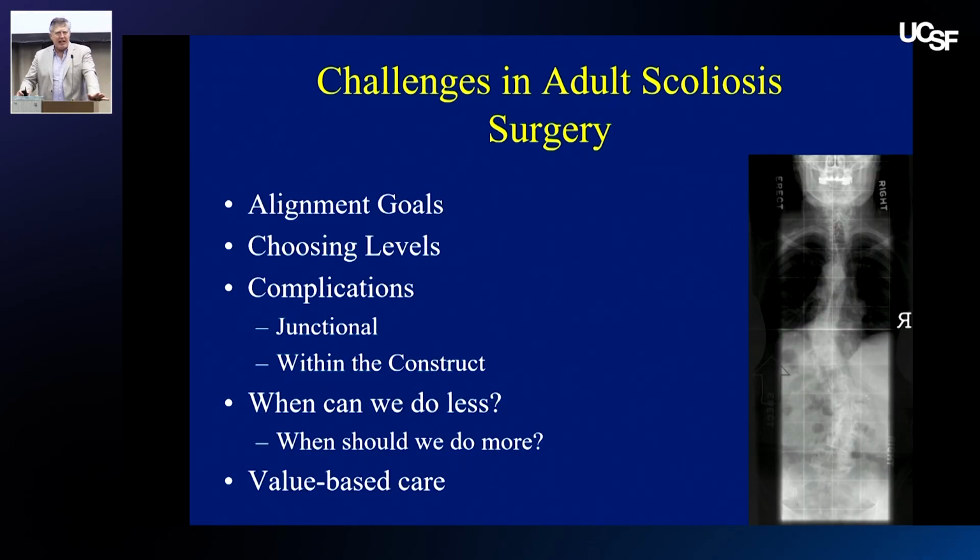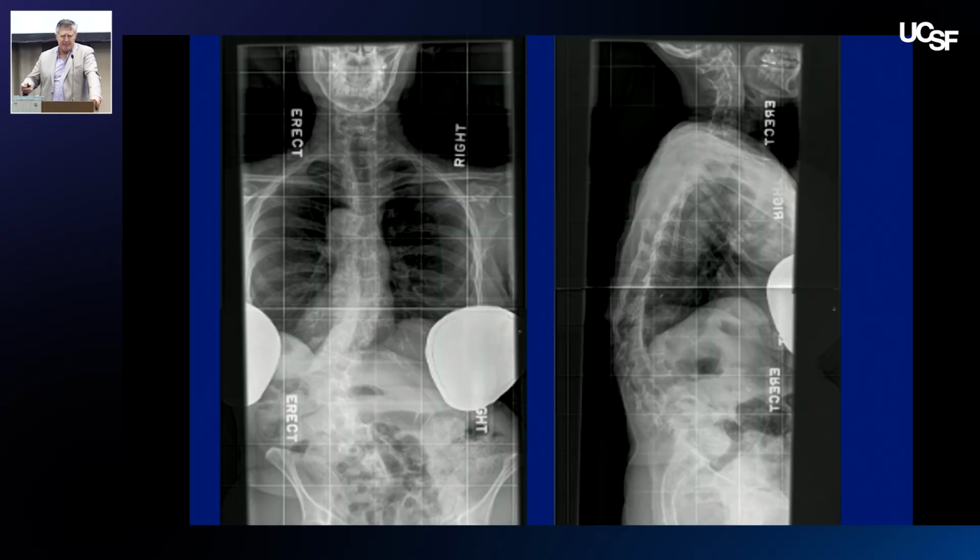But when we think about challenges in adult spinal deformity surgery, in general, we talked yesterday quite a lot about alignment, choosing levels, UIV, LIV. Complications are certainly really important, especially junctional, which we're going to talk about now. And then the question, when can we do less? When should we do more? And that's fundamental to our value-based care. And I think sometimes doing less really is going to be a better solution.